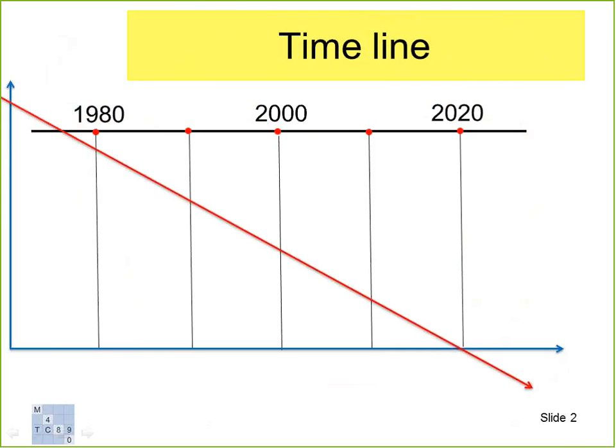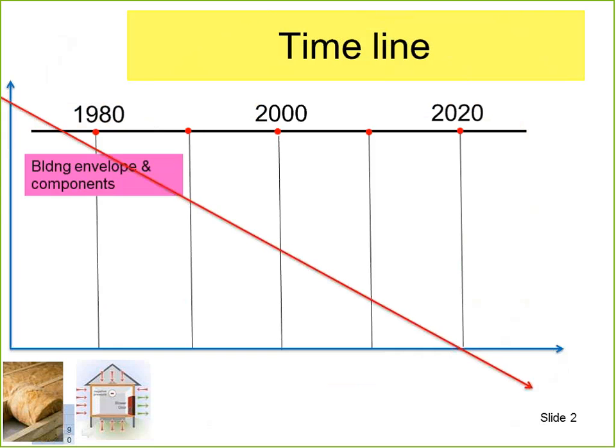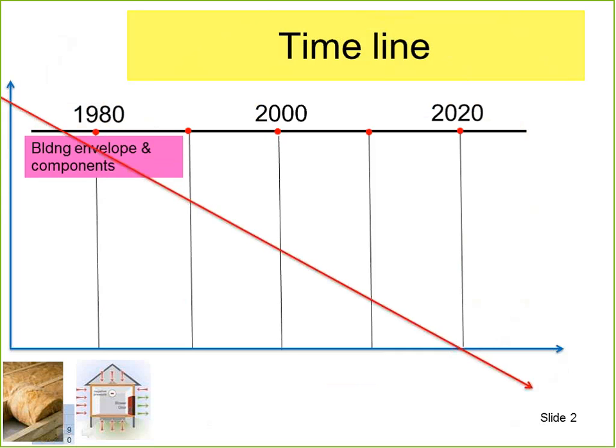Yeah, this works. So I'll first start with a brief look back to the 80s actually. What did we do in the 80s? We developed standards on the building envelope and components. So for instance, standards on thermal insulation, air tightness, and so on. So typically the component approach.